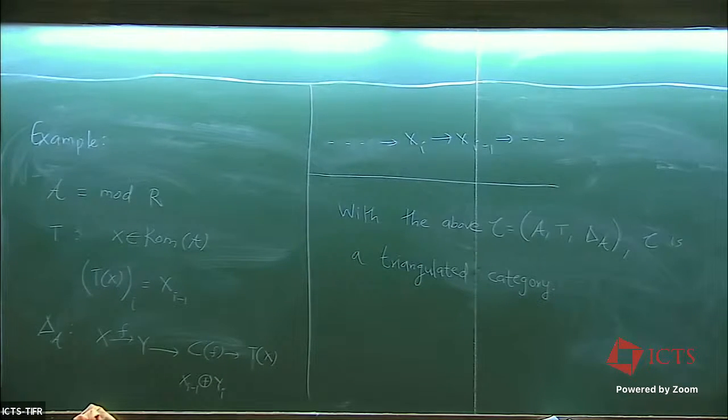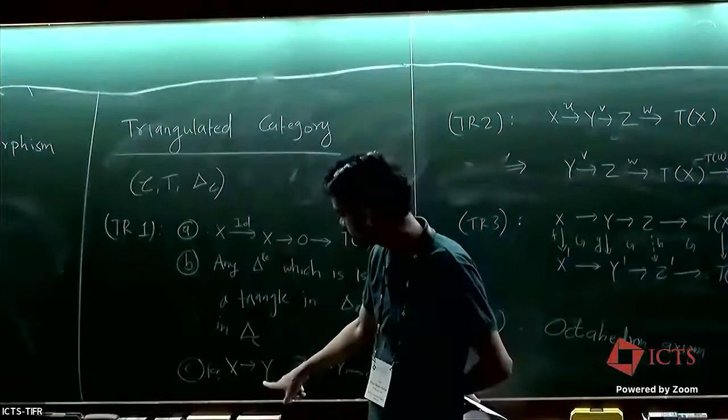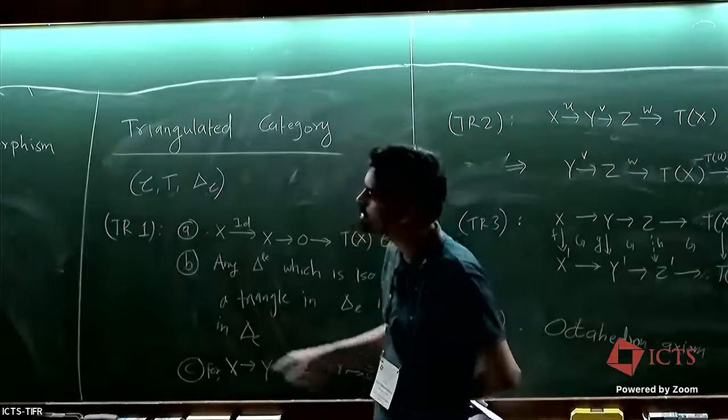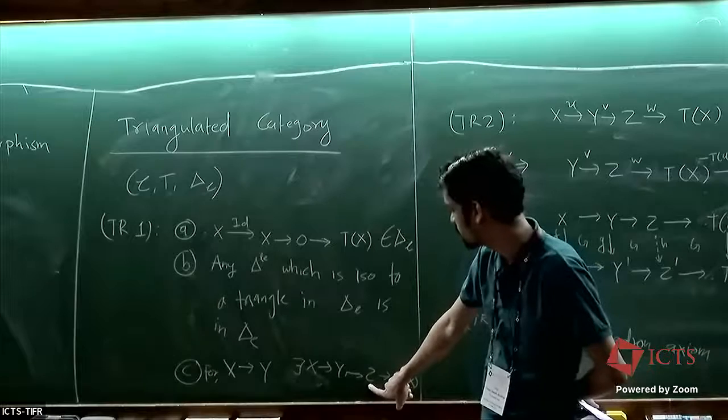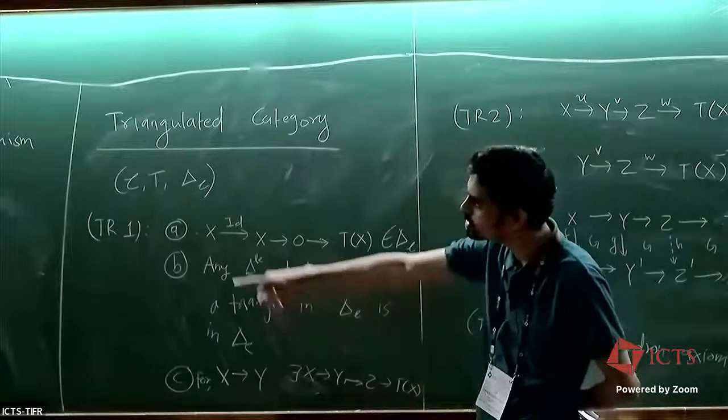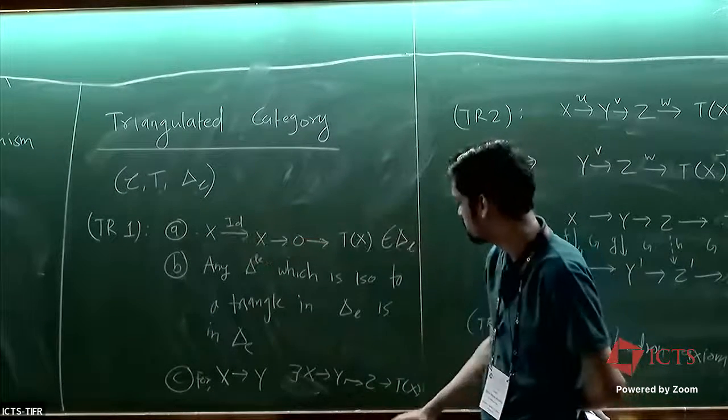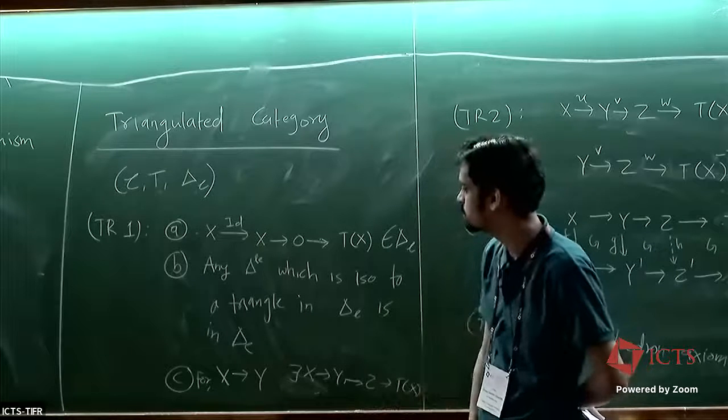And okay, in TR1, this one is obvious because for every map from X to Y, we have the cone, we have that construction. So we can form this Z, take it to be the cone, which we know is a distinguished triangle by definition. So this is trivially satisfied.